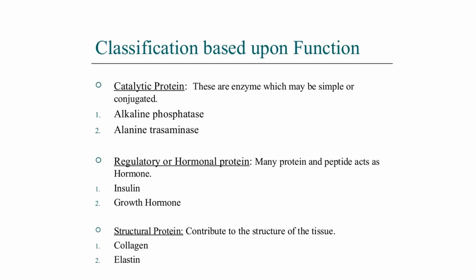Classification based on function. Catalytic proteins: these are enzymes which may be simple or conjugated. Example, alkaline phosphatase and alanine transaminase. Regulatory or hormonal proteins: many proteins and peptides act as hormones. Example, insulin and growth hormone. Structural proteins: they contribute to the structure of the tissue. Examples are collagen and elastin.